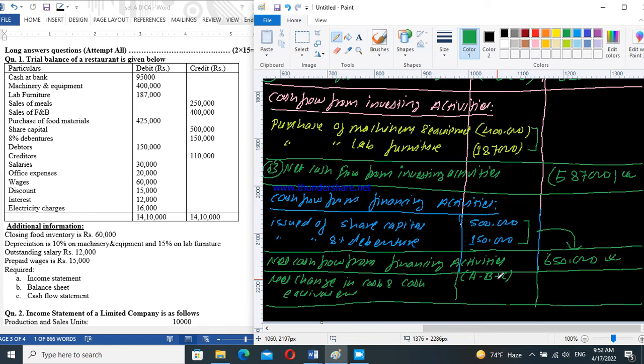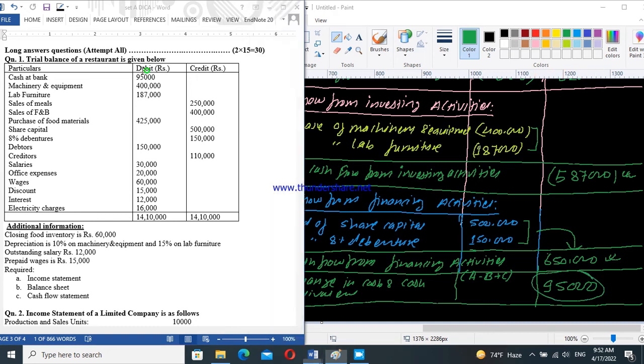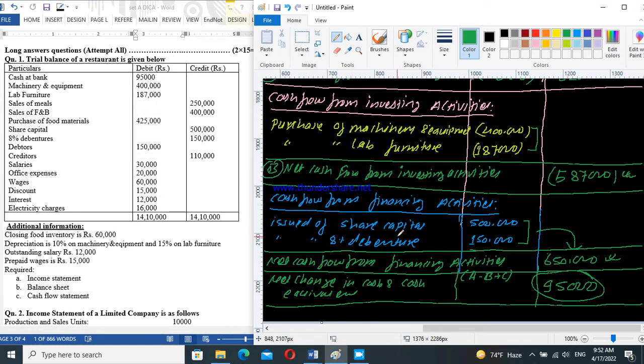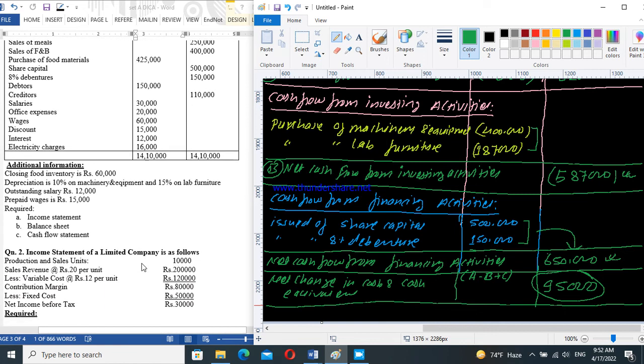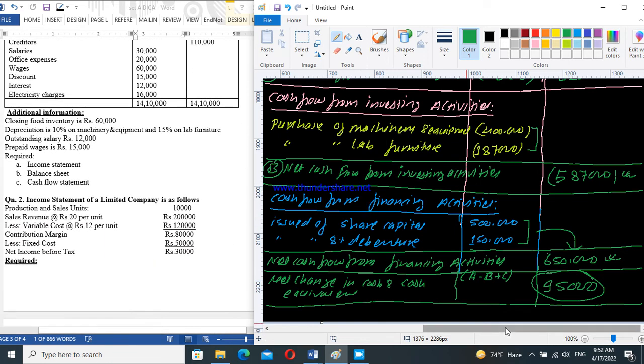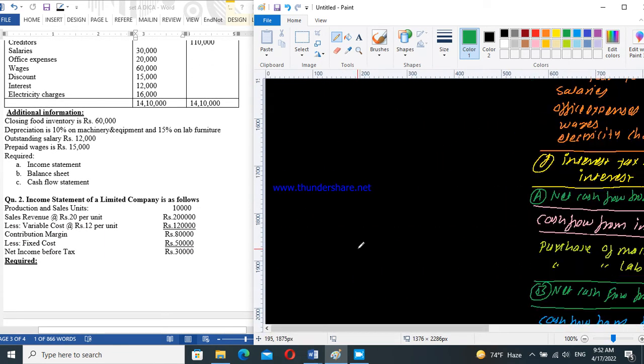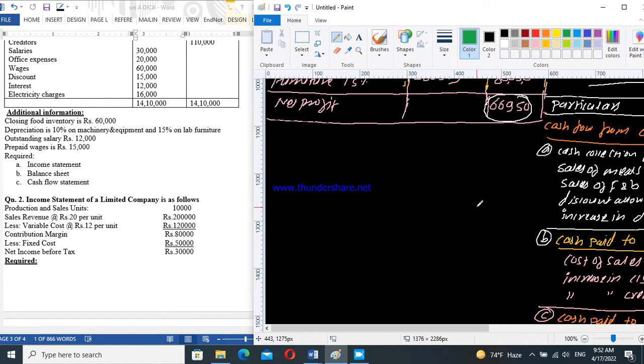minus 587. The amount is 95,000. You can correct your answers over here. Cash at bank over here is 95,000. This is the answer of the cash flow statement. Okay, the section is completed. Move on to the next section. Now these sections I will cover over here.